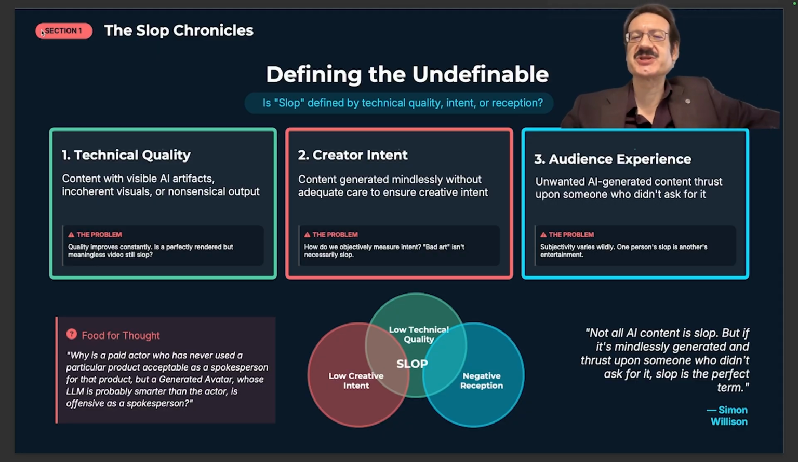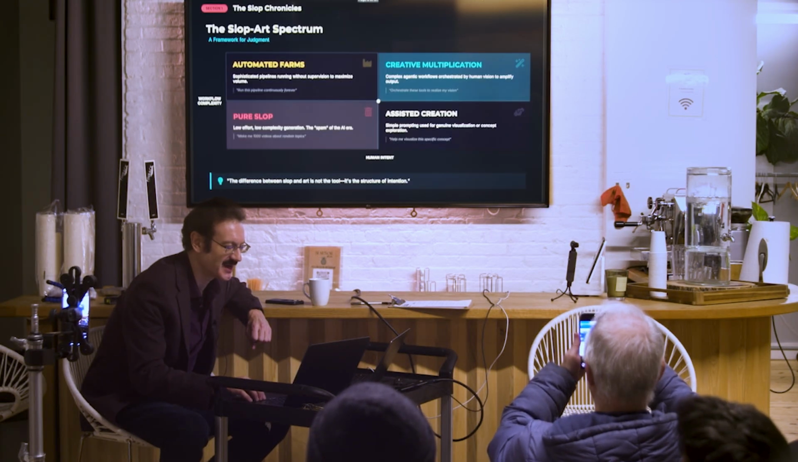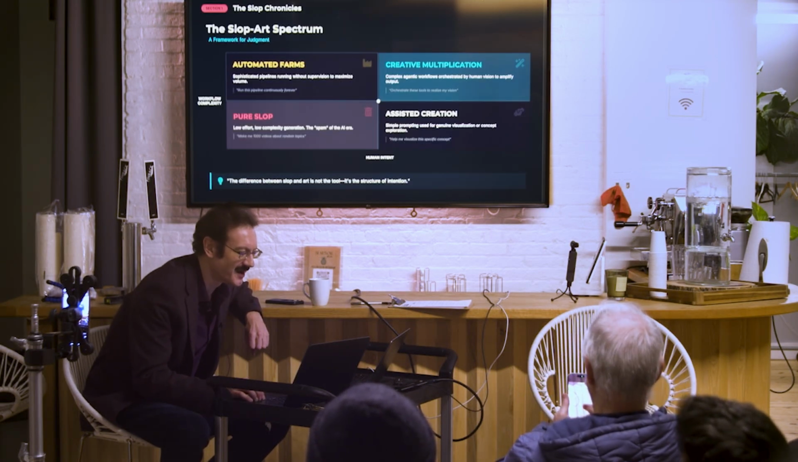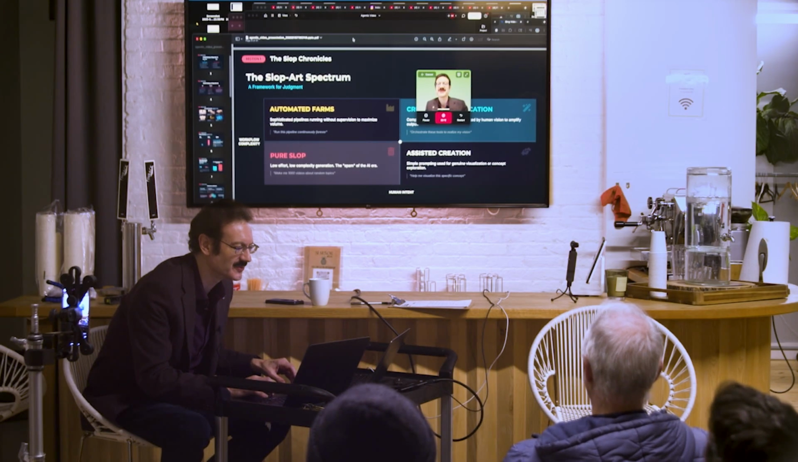So there's an intersection of these things that make slop. Mindlessly generated, thrust upon someone who didn't ask for it, then we say slop. But that too is variable. We're probably not going to find it; it's in the eye of the beholder, like beauty. Let's take a look at some slop first, just to get in the mood.